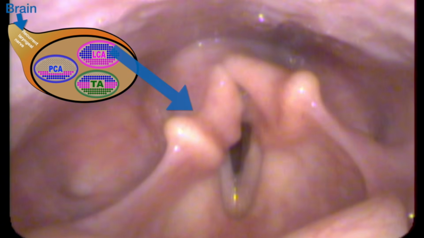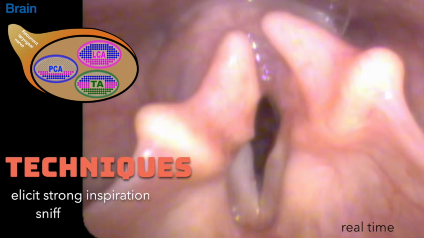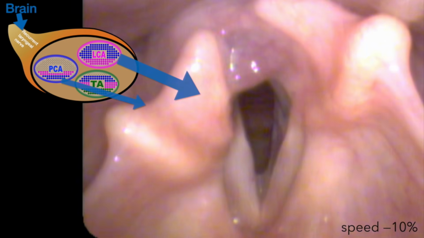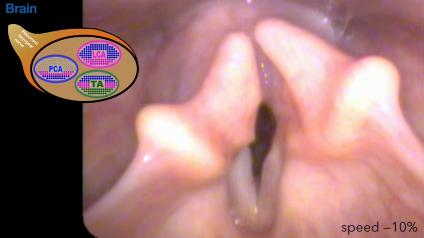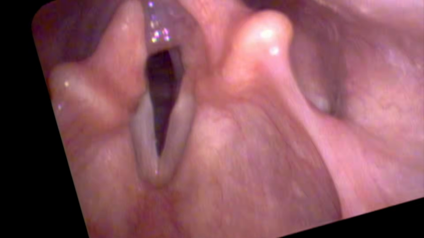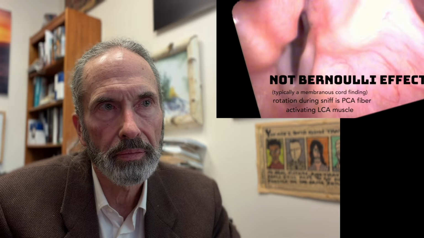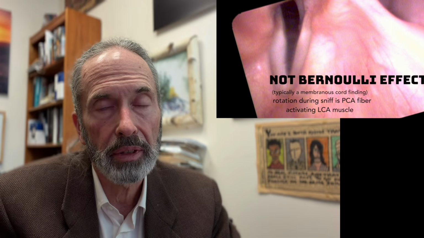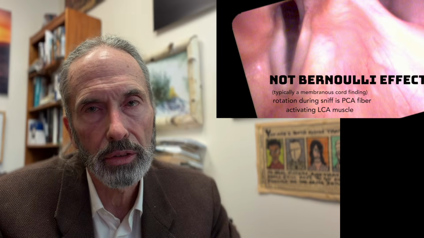So there's the sniff in. Well, with sniff in, we're getting adduction. So we can tell that PCA muscle fires, rotates it, and then the PCA muscle does pull it a little bit laterally. And I'll point out that this sniff and the rotation of the joint is not Bernoulli effect. This is active rotation. So a sniff strongly activates PCA fibers that go to the LCA muscle on the right that rotate the joint towards the midline.